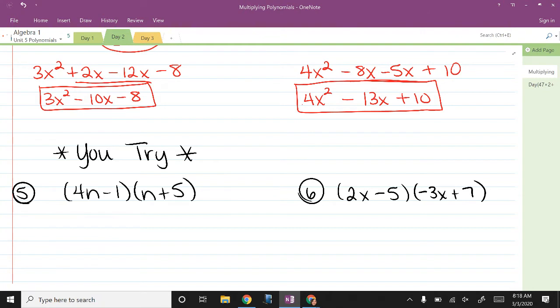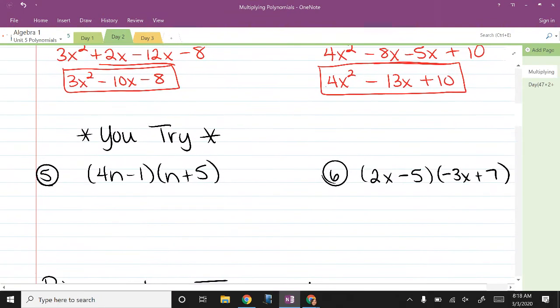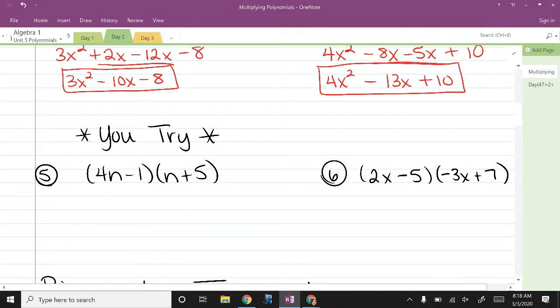Okay, so we talked about how to start the problem yet. And I realized my screen wasn't present when I was working it out for myself. So if you were watching the screen, then you know what to do. All right, y'all help me do this. On number 5, we multiply first what? 2 terms, which are 4n times n. What's 4n times n? 4n squared.